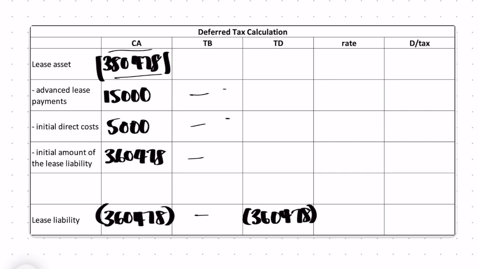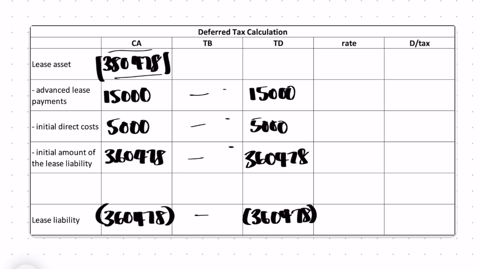In the first 2 cases, the tax base is 0 because there have already been deductions granted. In the third case, the tax base is 0 because there are going to be no deductions granted because we do not own the underlying asset. So that's going to give rise to temporary differences there of 15,000, 5,000, and then 364,78.